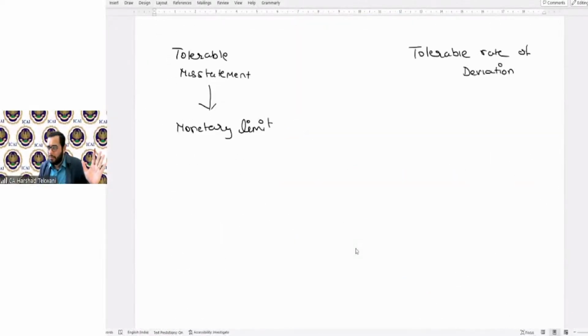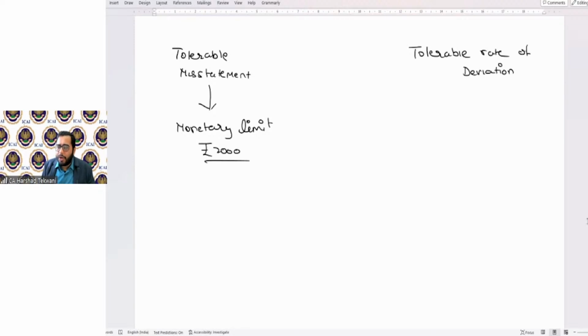Till this level, fine for me, but above this level, a misstatement is not tolerable. I will not tolerate that misstatement and I will classify. Let's say, for example, my tolerable misstatement limit is rupees 2000. If any misstatement in total I have identified is up to 2000, fine for me. I'll tolerate that misstatement, accept it and move forward. I'll not report it in the category of misstatements. But if something is more than 2000, that is not tolerable, meaning the population contains a misstatement.